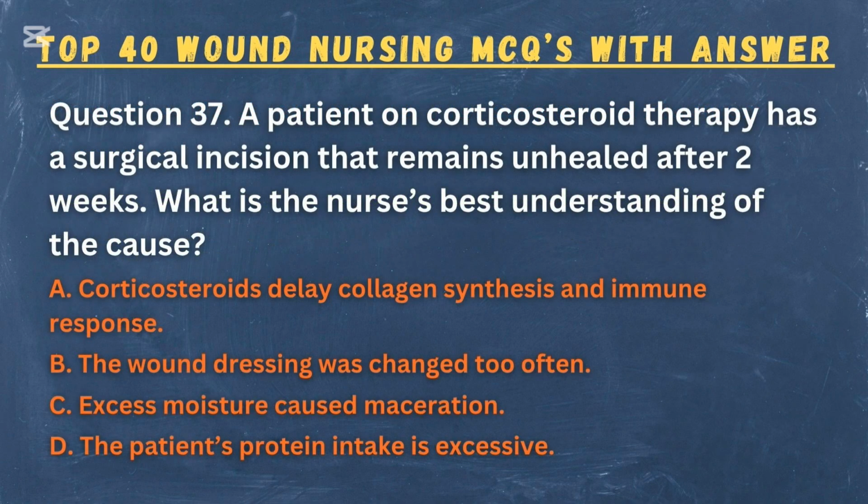Question 37. A patient on corticosteroid therapy has a surgical incision that remains unhealed after 2 weeks. What is the nurse's best understanding of the cause? A. Corticosteroids delay collagen synthesis and immune response. B. The wound dressing was changed too often. C. Excess moisture caused maceration. D. The patient's protein intake is excessive.